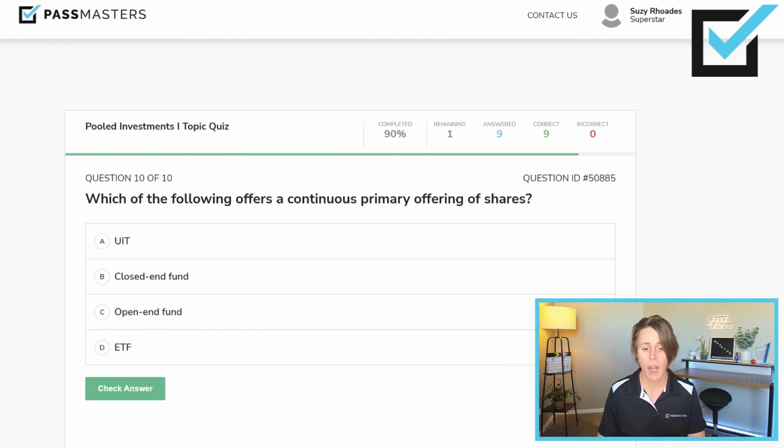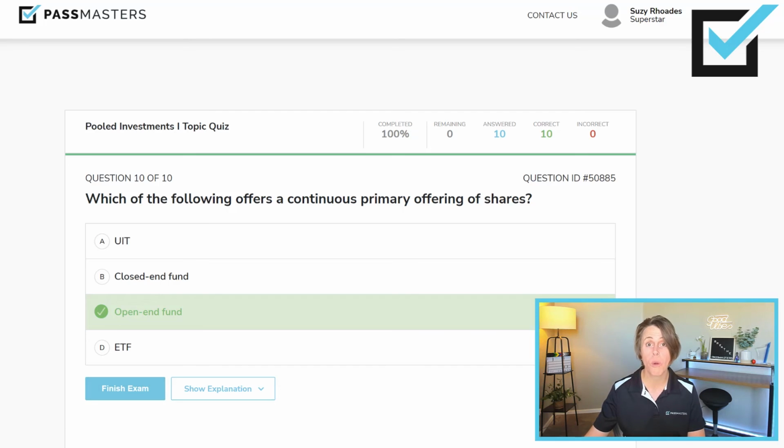Which of the following offers a continuous primary offering of shares? So it's a similar question to one that we already had, but that's how the test is. UIT, closed-end fund, open-end fund, or ETF. It is the open-end fund that is the continuous primary offering of shares. So nobody will ever own your shares of an open-end mutual fund. You redeem them. The transfer agent, I like to think of it that they just rip it up, throw it away. And if somebody wants to buy a share, they issue new shares.